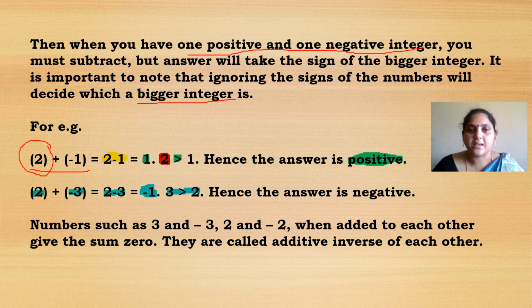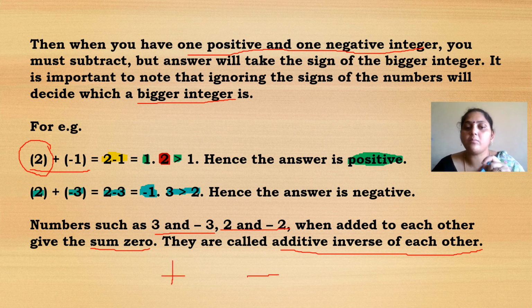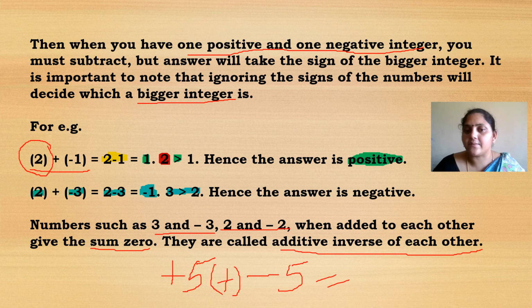Numbers such as 3 and minus 3, 2 and minus 2, when added to each other give the sum as 0. They are called additive inverses of each other. What are additive inverses? When we take a positive number and a negative number of the same digits, for example plus 5 and minus 5, and add both together, what do you get as the answer? You get the answer as 0 itself. Such numbers are known as additive inverses of each other.